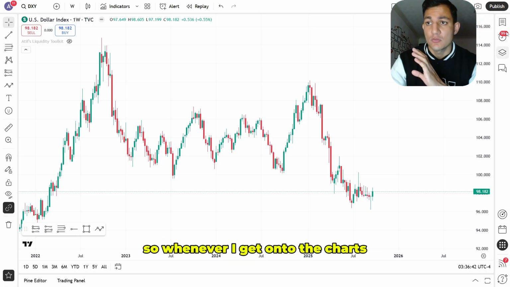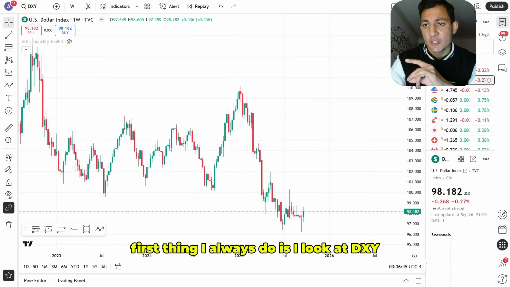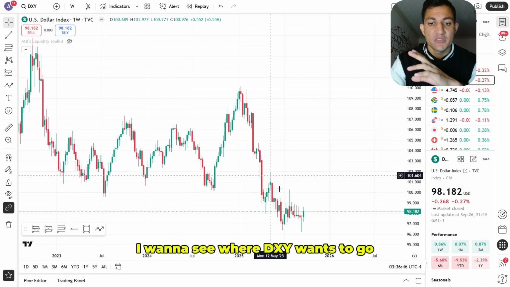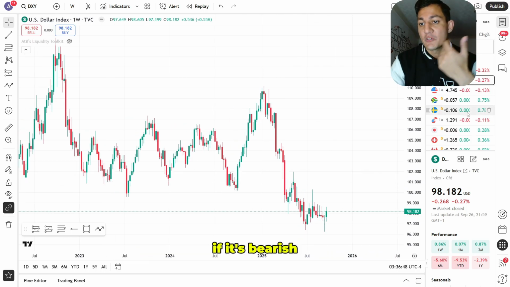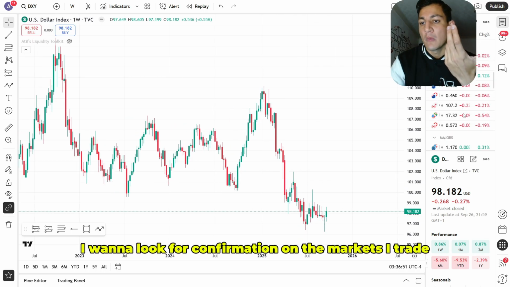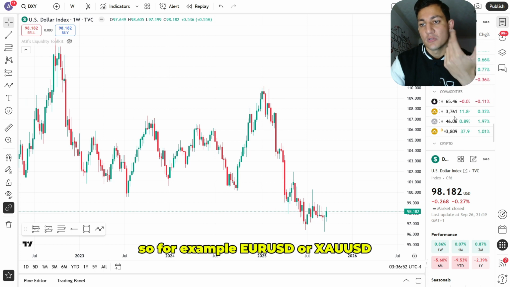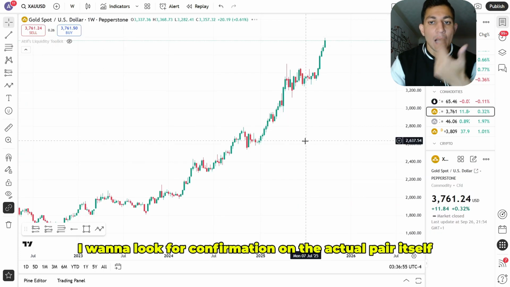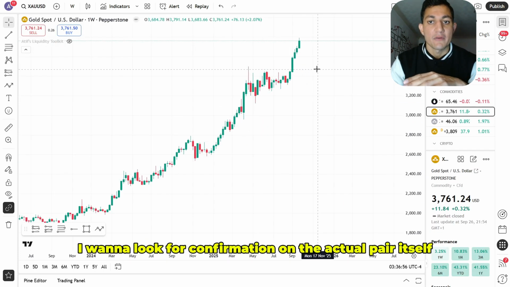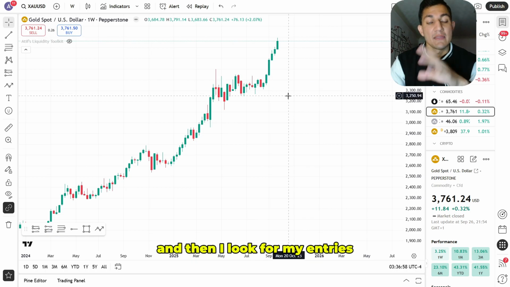So whenever I get onto the charts, right, TradingView, first thing I always do is I look at DXY. I want to see where DXY wants to go. If it's bearish, I want to look for confirmation on the markets I trade. So for example, Euro Dollar or XAU USD, I want to look for confirmation on the actual pair itself that it's also bullish. And then I look for my entries.